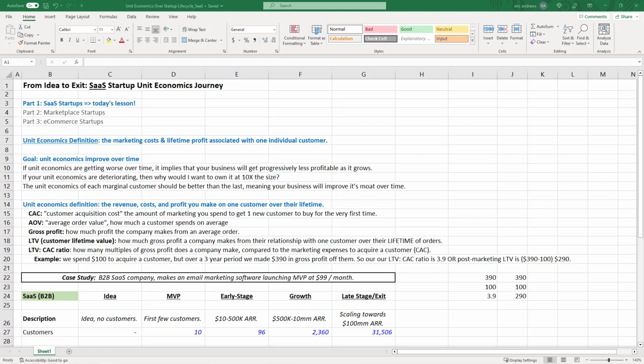of a SaaS startup. I'll include a link in the description below once the next videos are live about the unit economics journey for marketplaces, and then a third video about e-commerce.